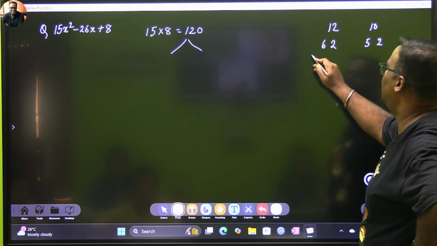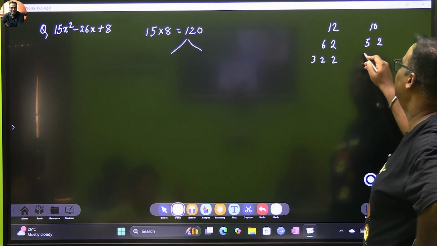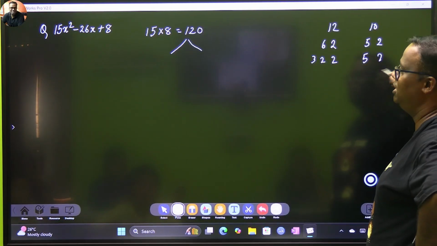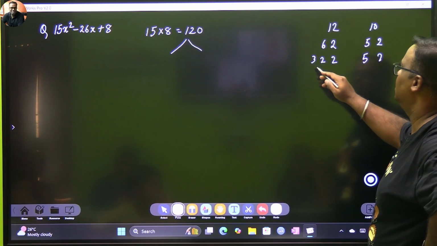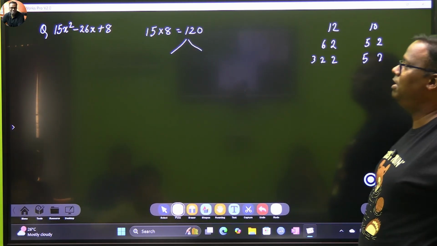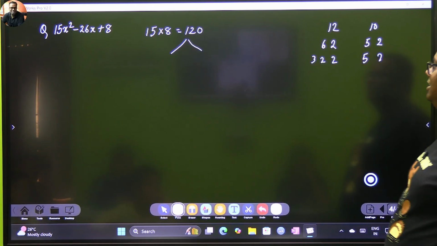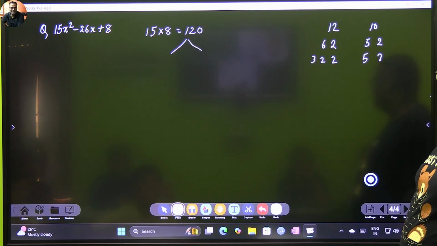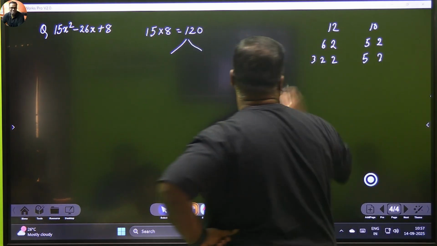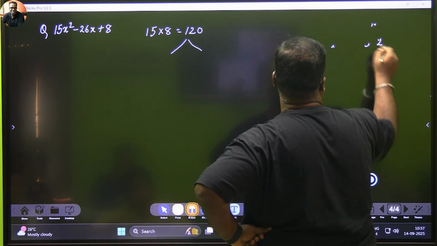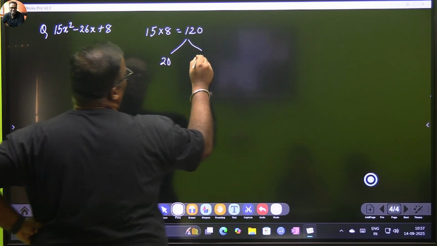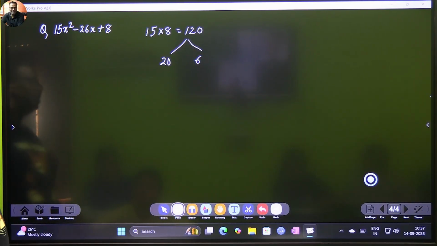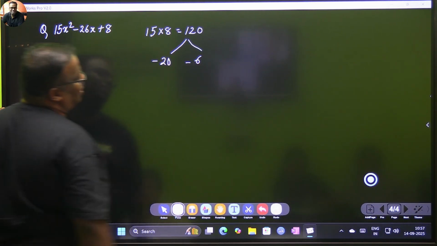And this is further 3, 2, 2, and this is 5, 2. Now play between this combination to get a 26. 20 and 6 multiplication gives you 120. Correct? Correct. Wow. So we are getting 20 and 6. Now adjust the sign. You need to get a negative 26. So I will take a negative here and a negative here. So our job is done.